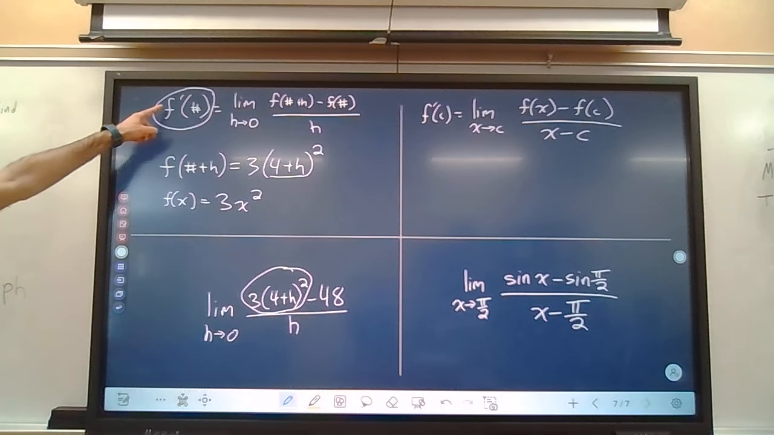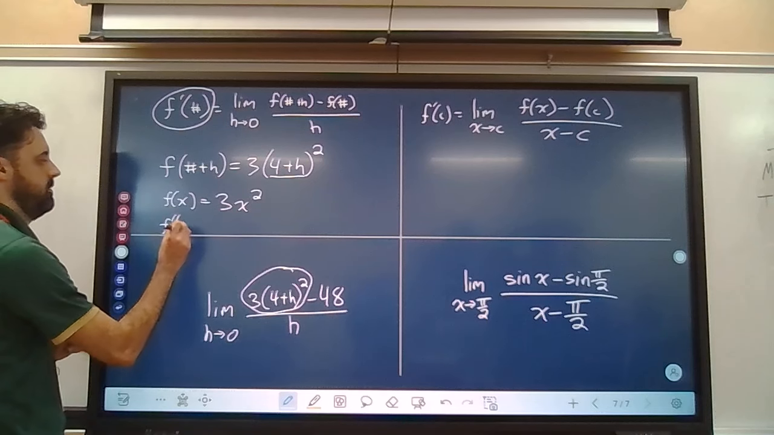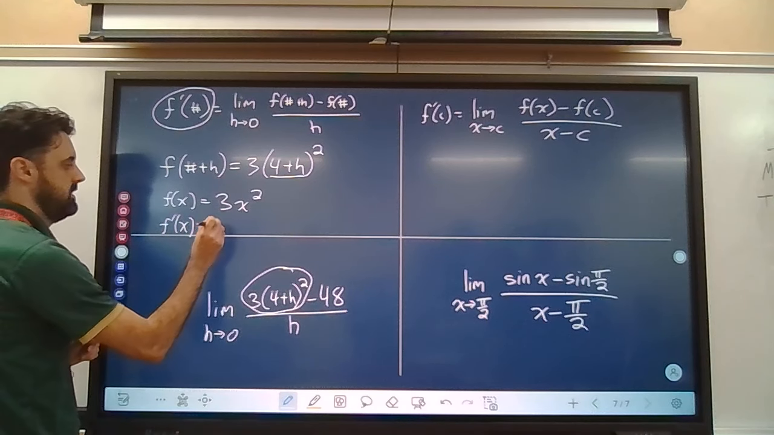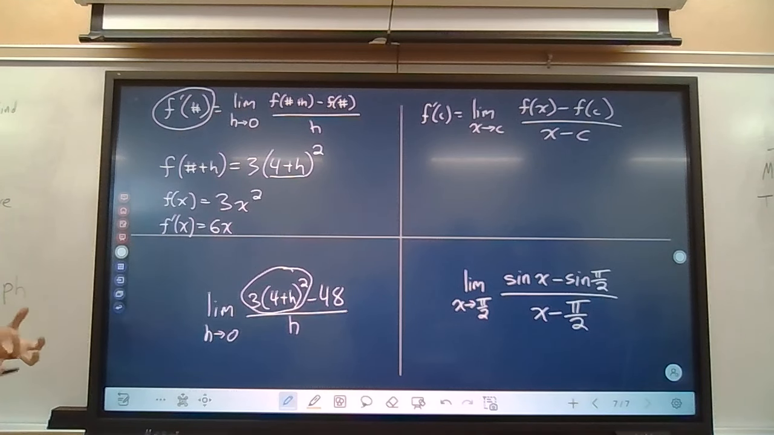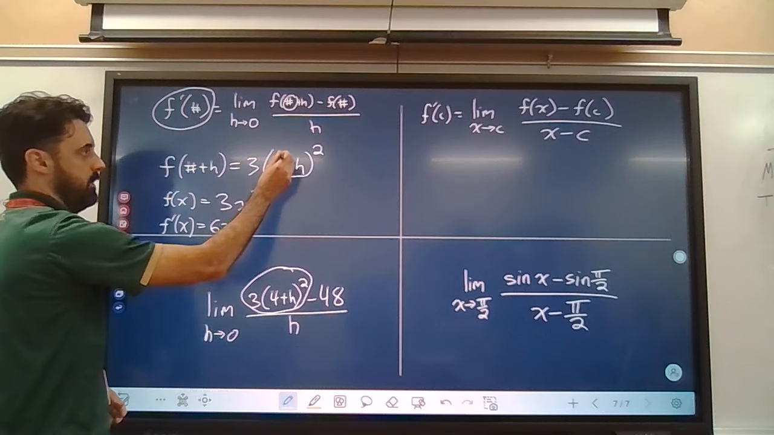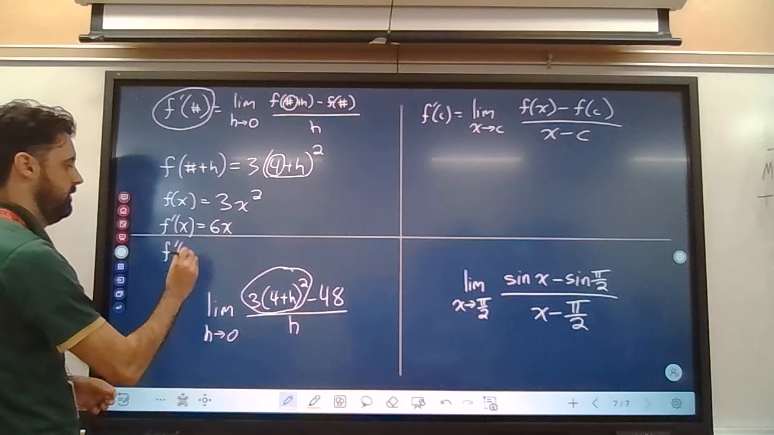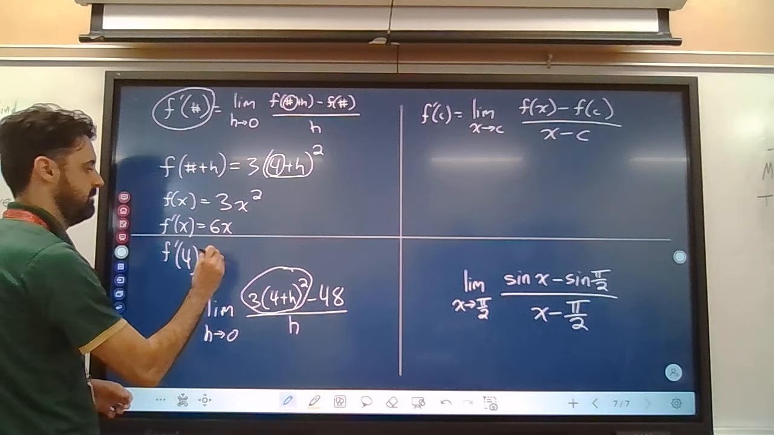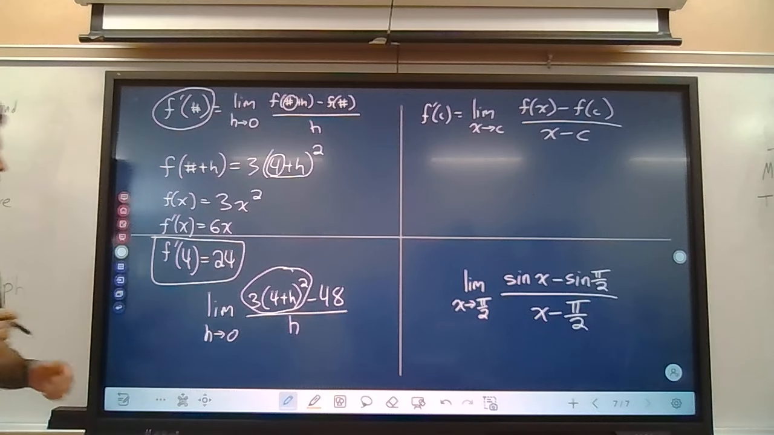We're looking for the derivative of this function evaluated at a certain number, which we'll come back to. Okay, so our derivative, this is a power rule, so 3 times 2x is 6x to the first. And the number that we're looking for is the number that would be directly in front of h. Well, the number in front of h is 4. And so we're looking for f prime of 4. So that's 6 times 4, or 24. And that would be our answer to that limit question.